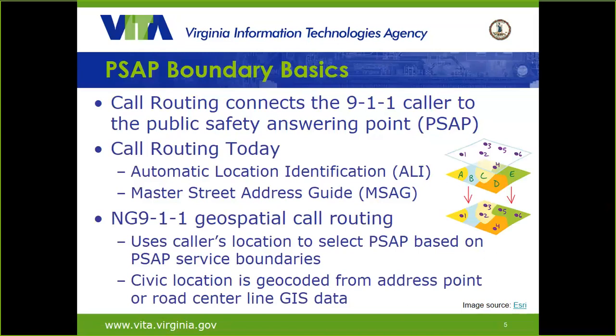And from March of 2017 through February of 2018, PSAPs across the state routed just under 4 million calls. So in the future, when we get to the full deployment of NextGen 911, each one of those 4 million calls is going to be dependent on the GIS data that underlies it, and also the PSAP boundaries that we're talking about today.